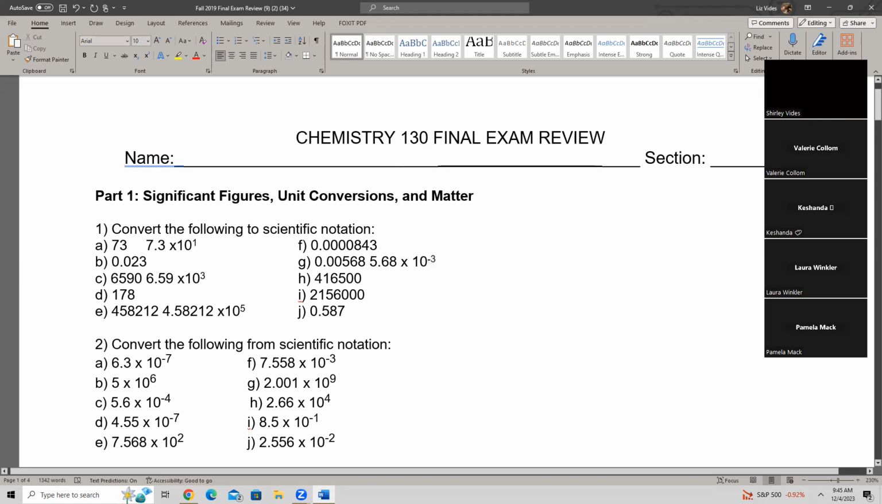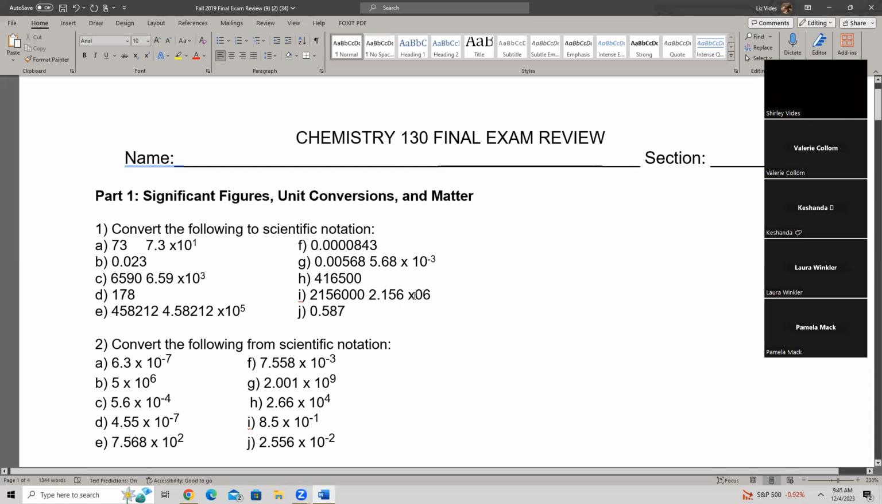And then this next one, I. Okay, so it has 4 sig figs, so we don't need but 2.156, right? And then we need to count how many times we moved it. So 1, 2, 3, 4, 5, 6 times 10 to the 6.